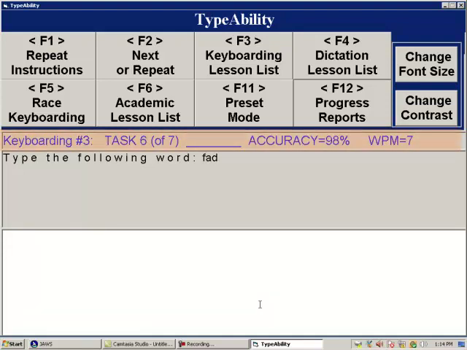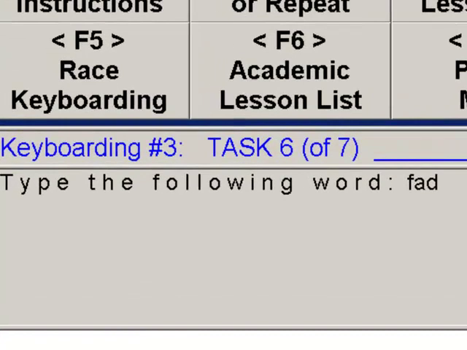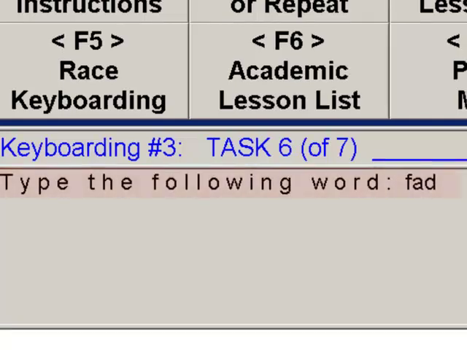Now type the word fad, then space. The word fad is spelled F-A-D. For example, a fad is something that lots of people love, but they love the fad just for a short time because they get tired of that fad and find a new fad to love for a while.